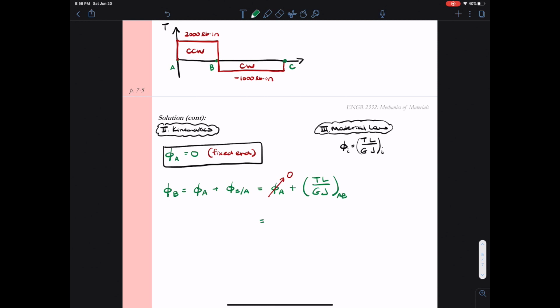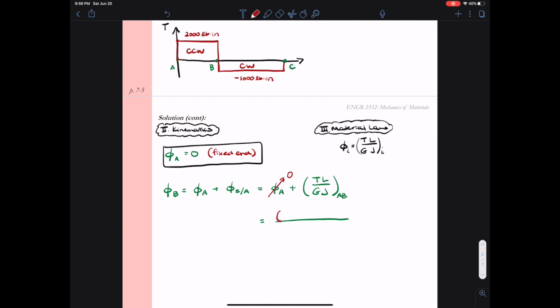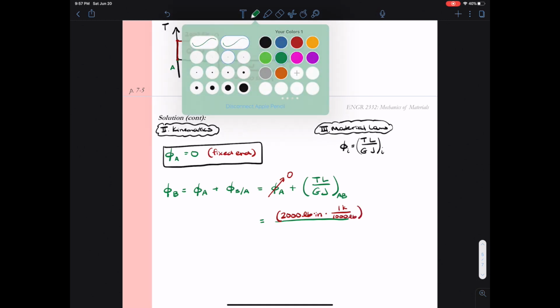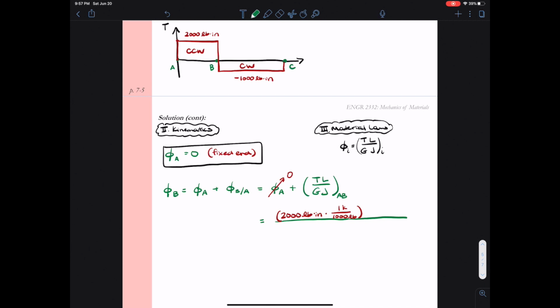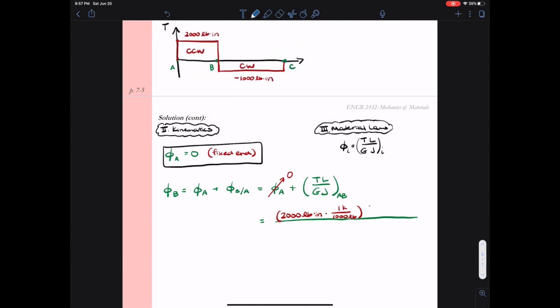Now when I go to plug in the torque for segment AB, always use the torque from our torque diagram. Okay, we went through all that trouble to draw the torque diagram, let's use that thing. So the torque on segment AB is 2,000 pound-inches, and I want to convert that to kip-inches so that it'll cancel with my variable G in the denominator.